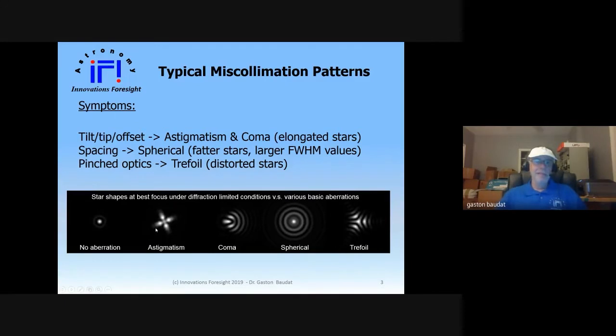If you have astigmatism, which is typically from tilt, tip or offset of the optics, you get this kind of pattern like a cross. This is a symmetrical astigmatism.